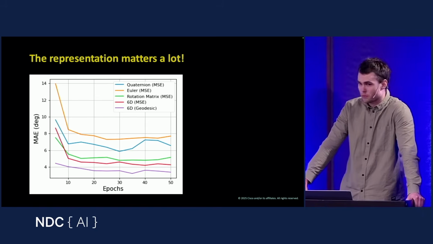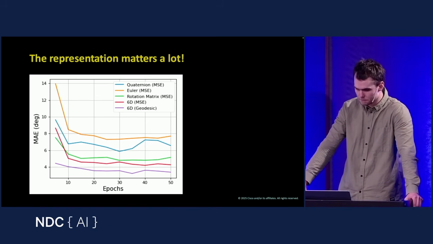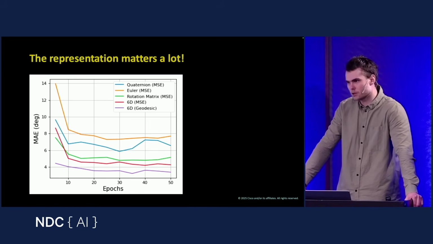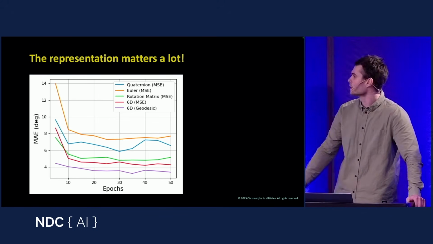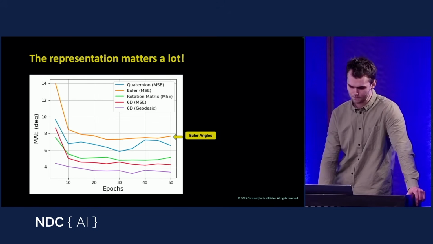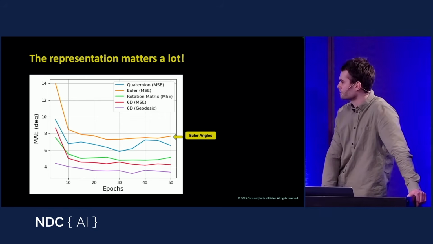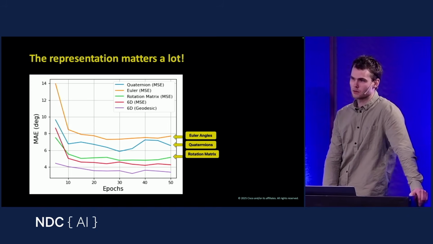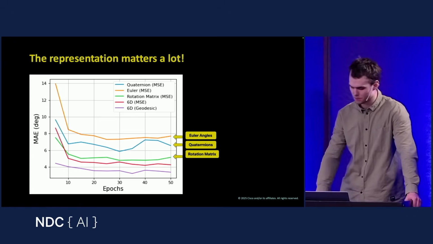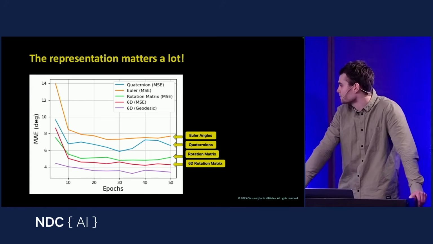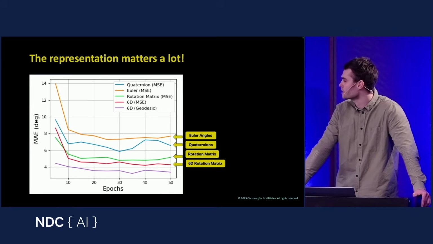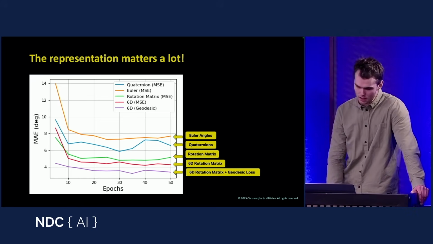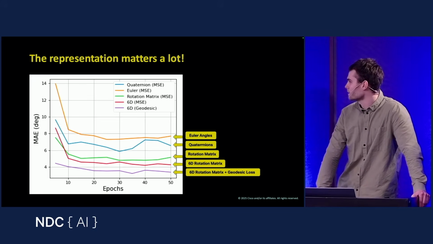It turns out that the representation matters a lot. If you train the same model in the same way, but just change the way that you expect the model to output rotation, then you get different results. If you train with Euler angles, you end up here, close to 8 degrees. Quaternions, a little better. Train on the full 9-number 3-vector rotation matrix, gets better. Deconstruct it to the 2-vector 6-number version where you reconstruct the rotation matrix, even better. And then if you use a geodesic loss on top of that, you do even better.